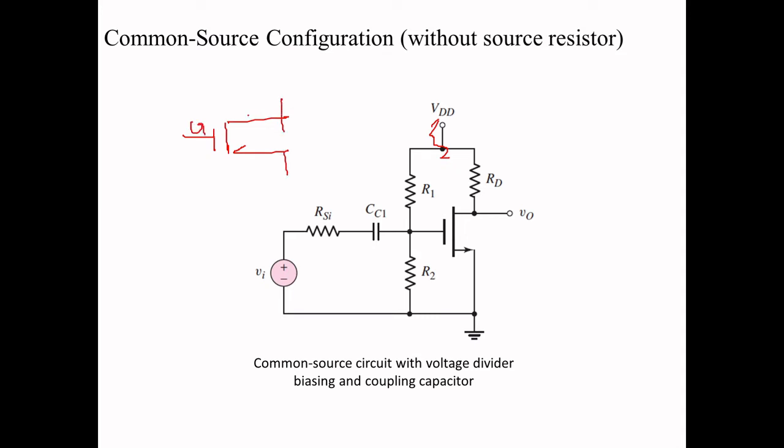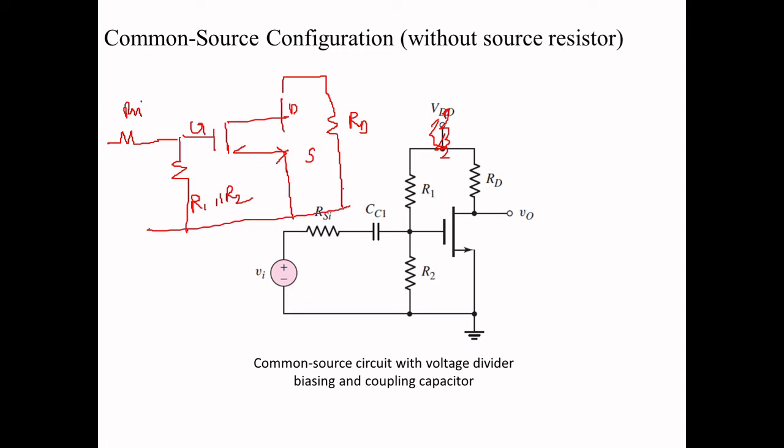So name the terminals: gate, drain, source. It is an NMOS, so the source should come away from the gate. Now the capacitor is short circuited. Then this RSI. When you remove this DC, this R1 and R2 will become parallel. So R1 parallel to R2. Then this will come to the ground. So RD, here we don't have any resistance, just short it. Here you're taking the output.